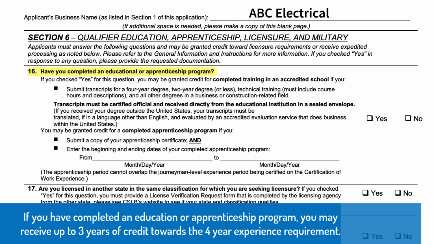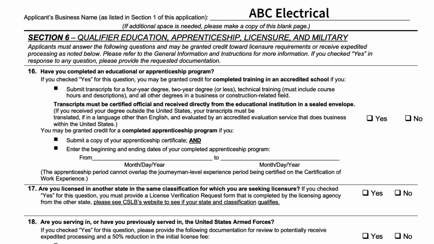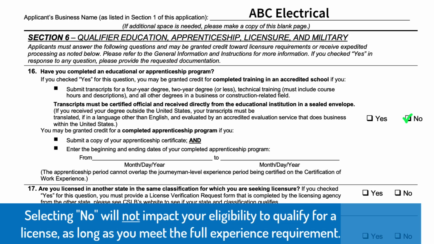If you have, you may receive up to 3 years of credit toward the 4-year experience requirement, as long as the program was accredited and relevant to the trade. If you completed an apprenticeship, you'll need to provide a copy of your apprenticeship certificate and list the program dates where requested on the application. If you have not completed an educational or apprenticeship program, select No. This won't impact your ability to qualify for a license as long as you meet the full experience requirement through work history.